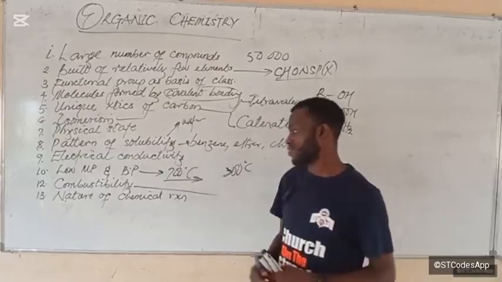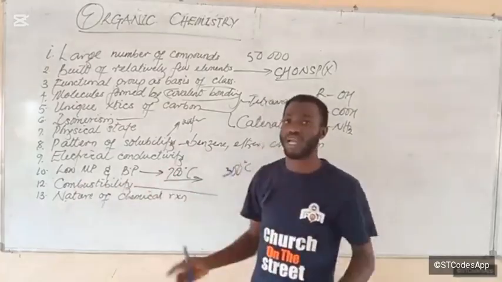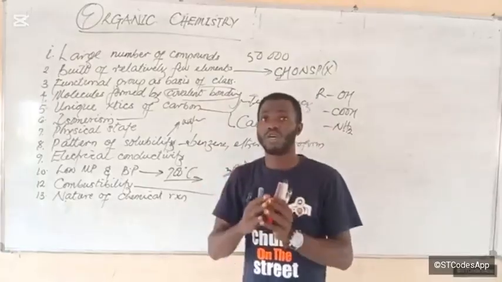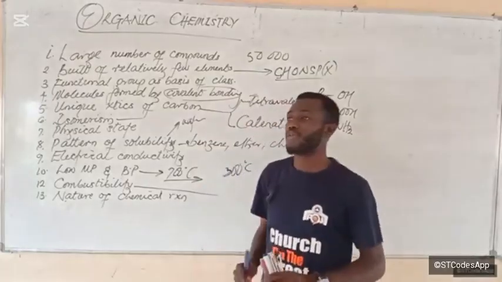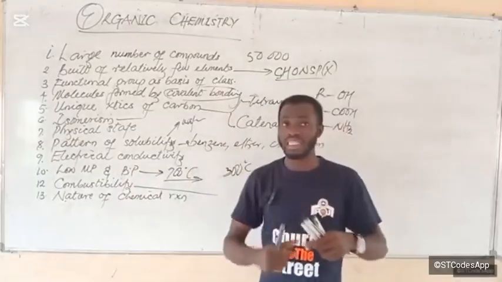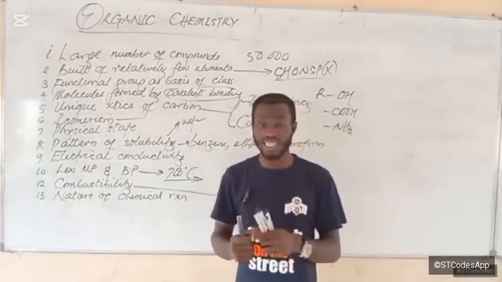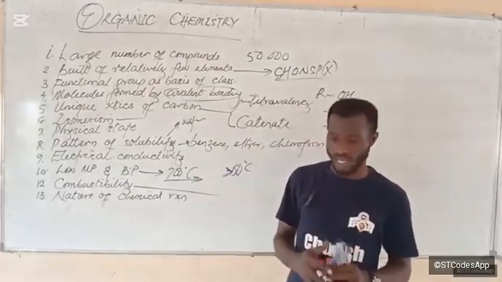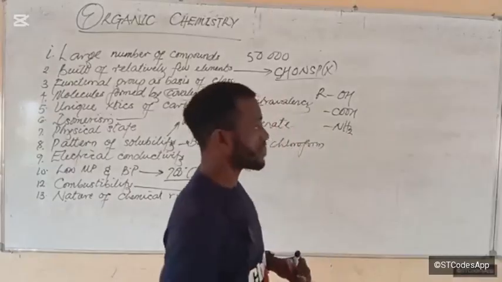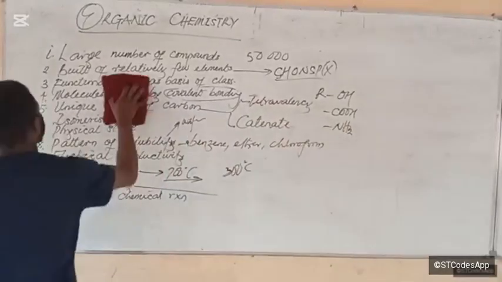The nature of the chemical reaction. Okay, so they exhibit a diverse range of chemical reactions, which of course, if you follow a particular family or series, you can predict each case, but it is different and diverse from the array of reactions that we have with inorganic compounds. Okay, so that said, let's now talk about the tetravalency of carbon.